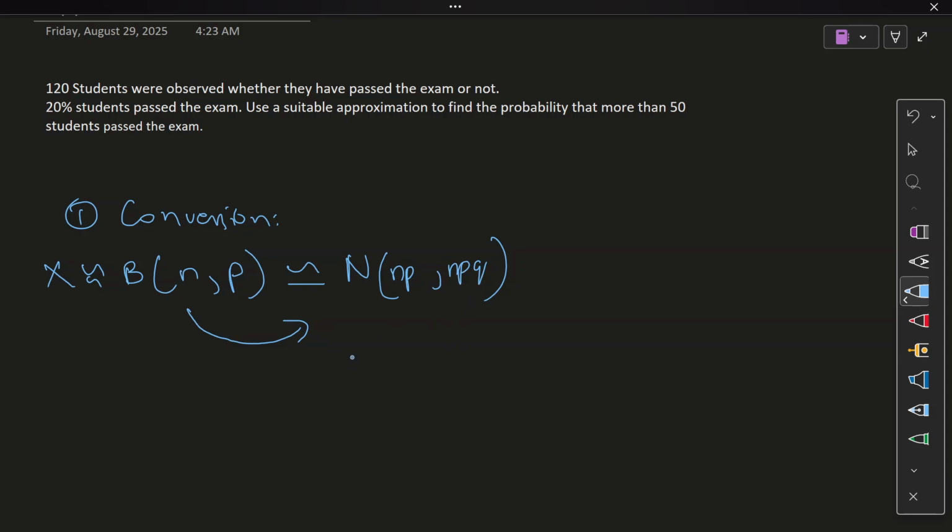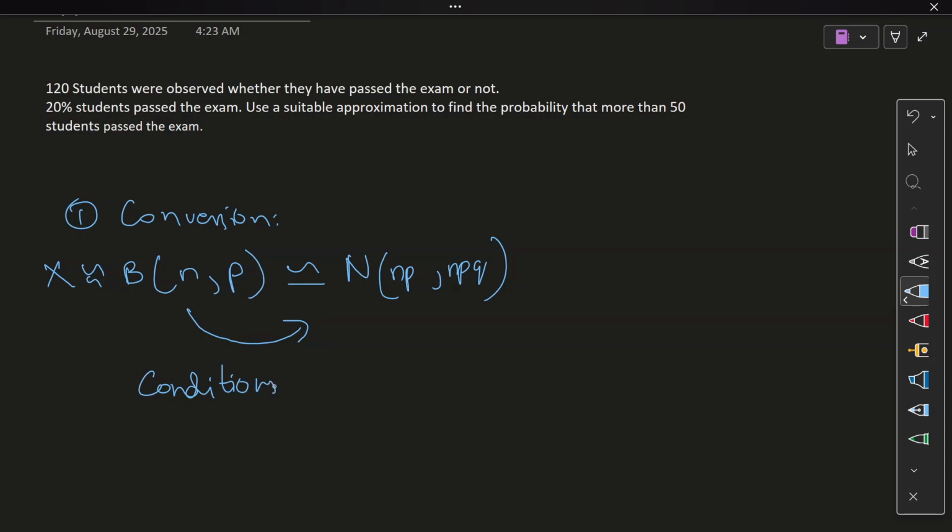Now, before you start solving, you need to understand that there are some conditions that need to be fulfilled for a binomial distribution to be able to be converted into a normal distribution. Because not all data can be normally distributed. The data might not be enough for a bell curve to form, or for the standard normal distribution to take care of it. So there are certain conditions that need to be met.